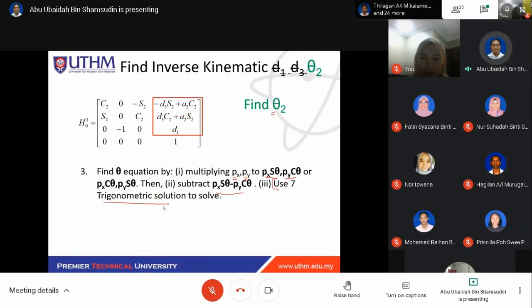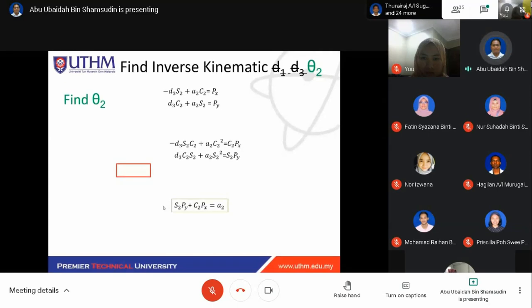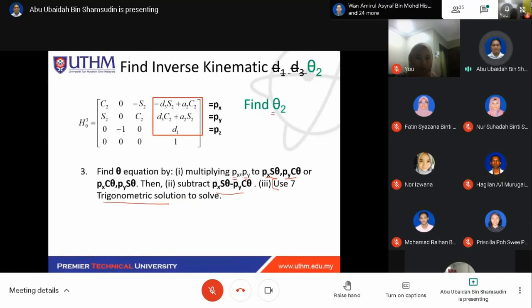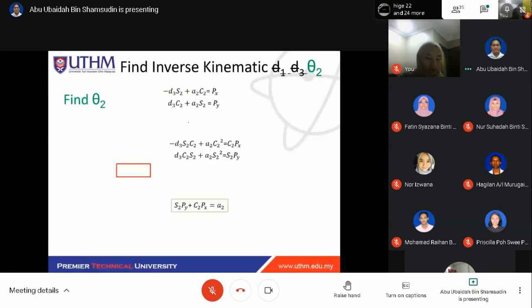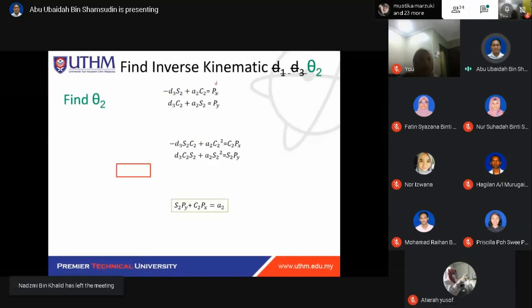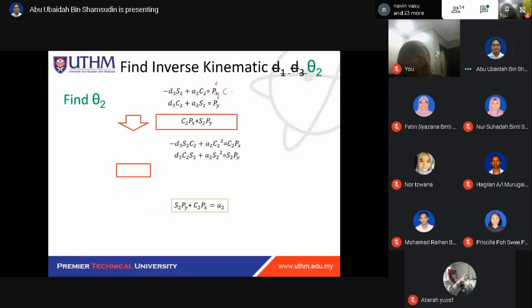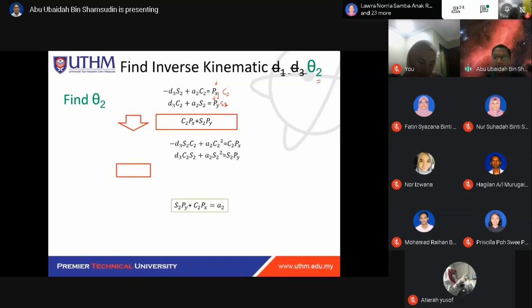Okay, let's try this one. So px and py is this one. This is px and this is our py. Next, we need to multiply px with cos, because this is theta 2. So we need to multiply by cos theta 2 and sin theta 2. And then we need to either minus or plus. Either way is okay. What we want to do is we want to minimize. We want to make the equation smaller.